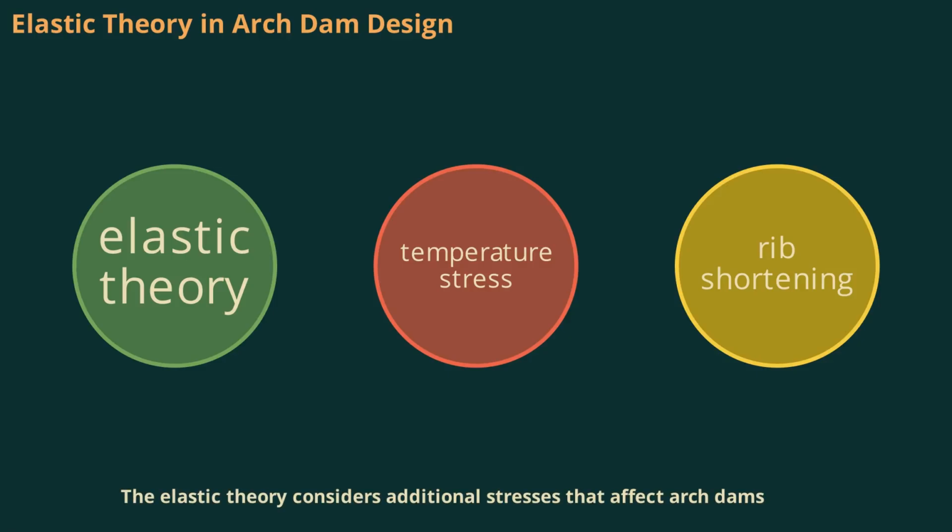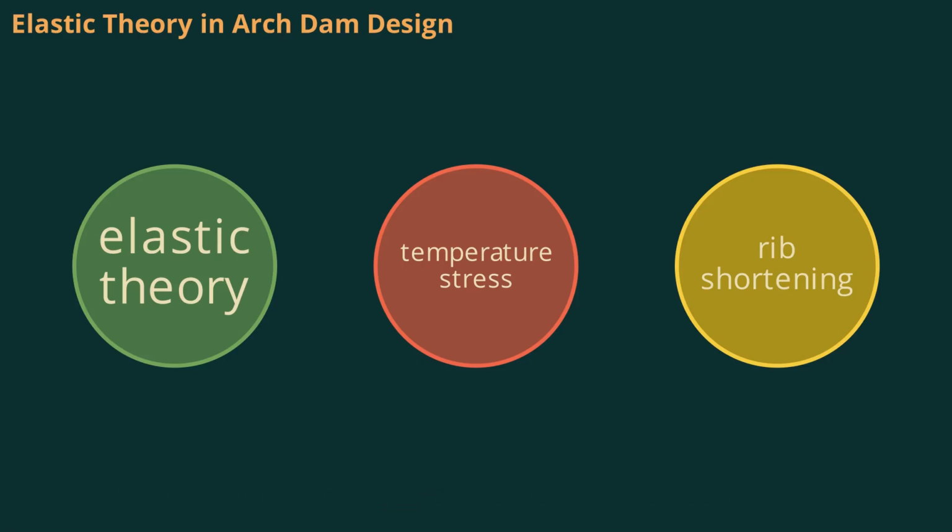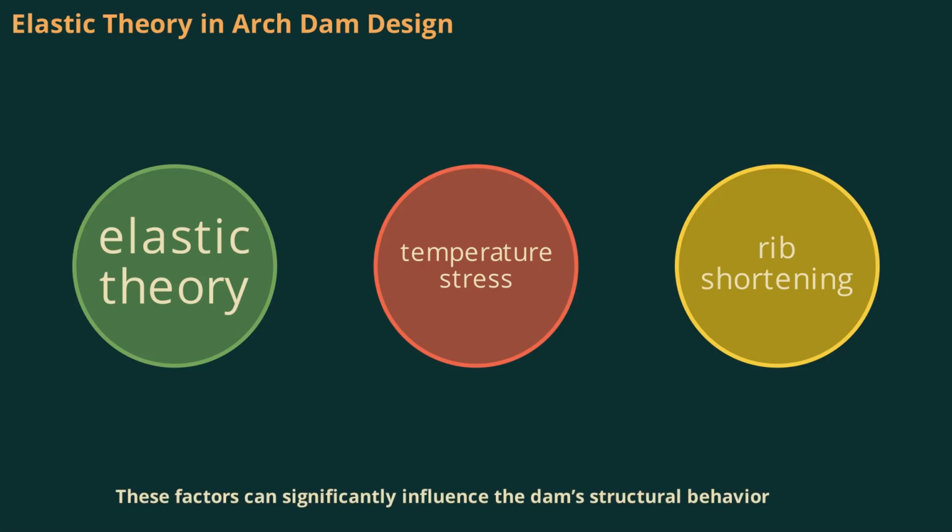Elastic theory considers additional stresses that affect arch dams, such as temperature changes, shrinkage, abutment yield, and rib shortening. These factors can significantly influence the dam's structural behavior. For example, temperature changes can cause the dam to move upstream or downstream, while abutment yield increases the span and induces extra stresses. The elastic theory provides formulas to account for these effects, leading to safer and more reliable design.